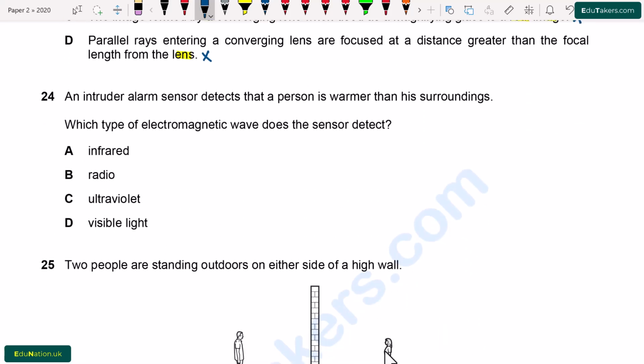Question number 24. An intruder alarm sensor detects that a person is warmer than his surroundings. Which type of electromagnetic wave does the sensor detect? Infrared, radio, ultraviolet, visible light. So these are basically infrared.